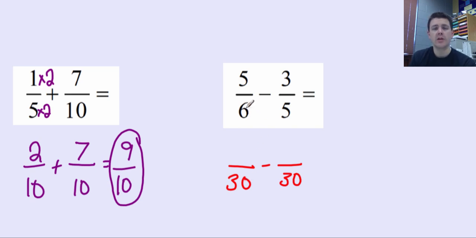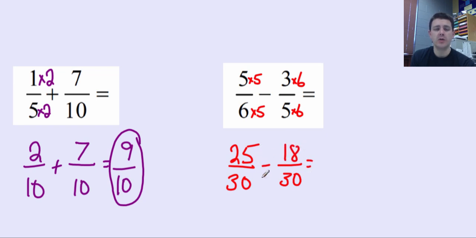Now we rewrite the rest of the fraction. To get from 6 to 30, I multiply times 5. So I do the same thing to my numerator. I have to change them equally. To get from 5 to 30, I multiply times 6. So I do the same thing to my numerator. 3 times 6 is 18.